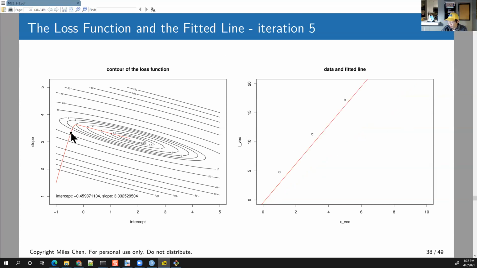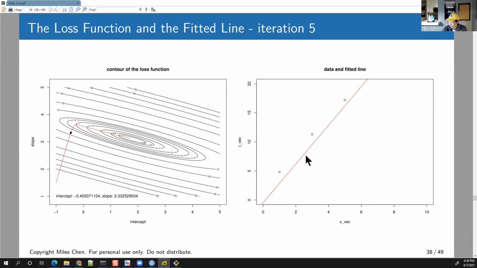After 5 iterations, okay, the slope is now at 3.33, and the intercept is at negative 0.45. And so this is what the resulting line fits, right? So just after a few iterations, this is where we started off. We can agree that this is a terrible line that fits the data. After a few iterations, this is doing a much better job as far as how close the data fit the fitted line, or how close the line fits the data, right?